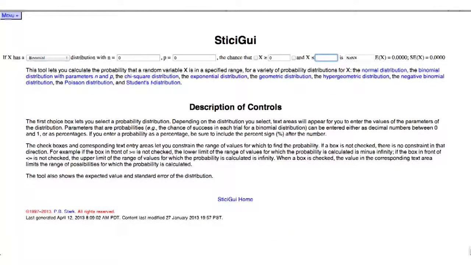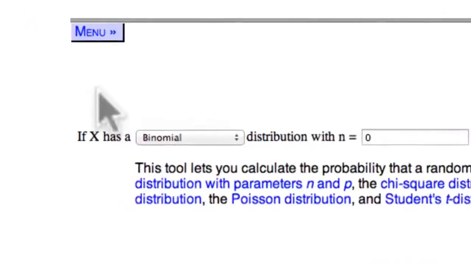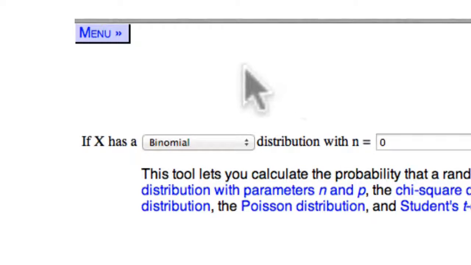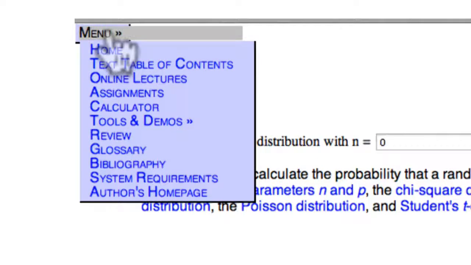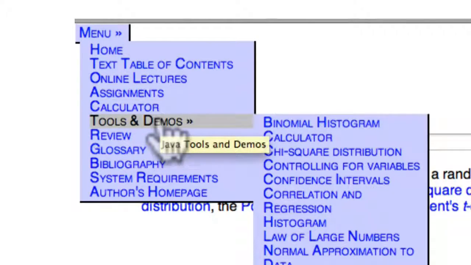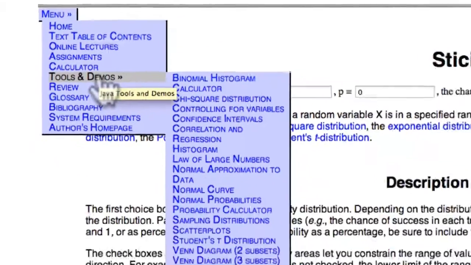So here's a page from your textbook. It's not a page you've seen before, but the general layout will look familiar. How do you find it? I'll show you in a moment off the menu, but what it is, is a probability calculator. And we're calculating probabilities, so it's quite handy. Well, you will recall that this menu button is always visible to you no matter what page you're looking at, and so you go to Menu and you go to Tools and Demos, which is where you went to find your normal curve applet.